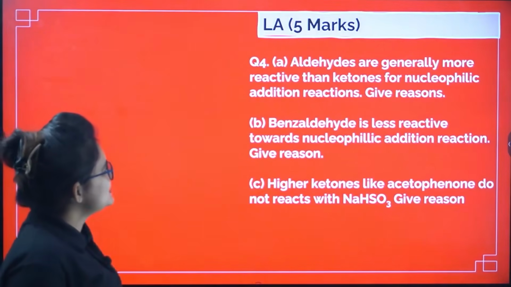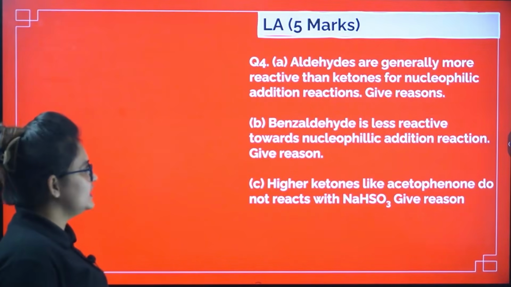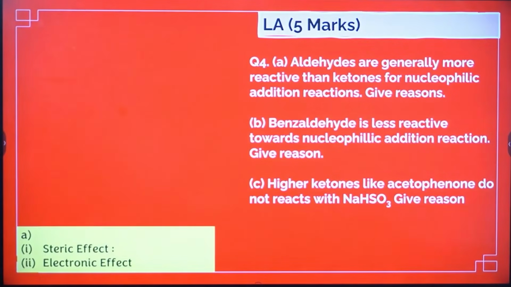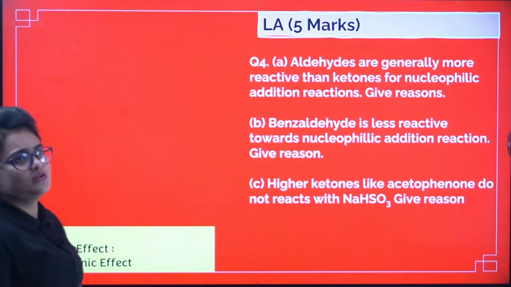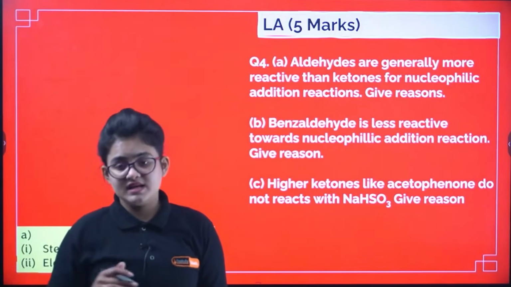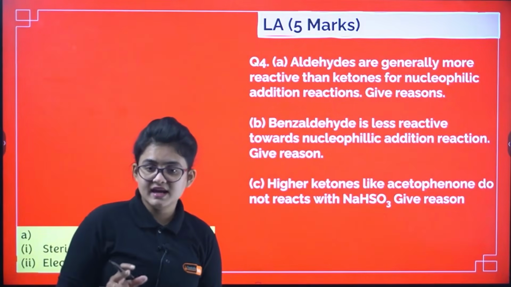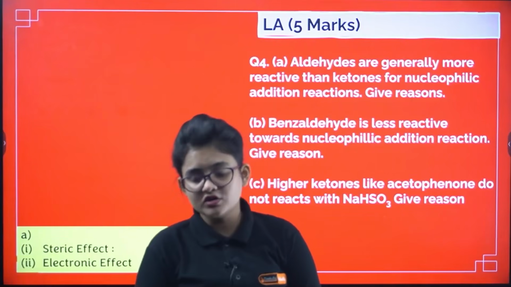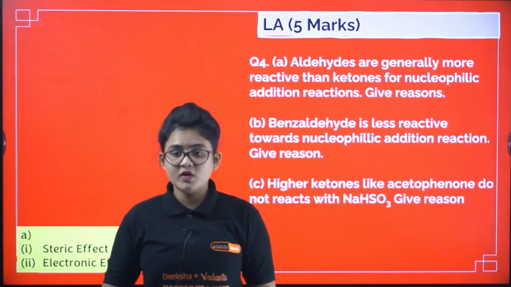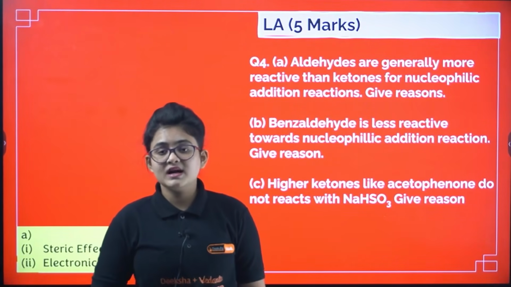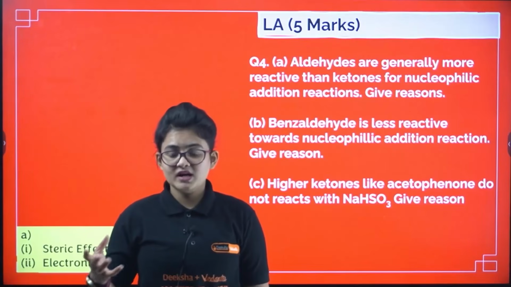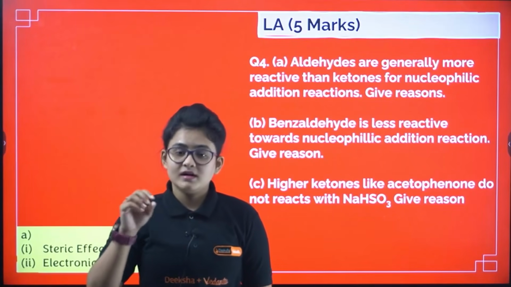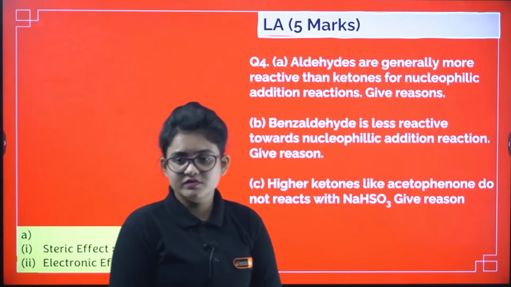Aldehydes are generally more reactive than ketones for nucleophilic reactions. The reason is basically the steric effect first. In ketones we have 2 R groups, but in aldehydes we have only 1 R group. Another reason is the electronic effect. The electronic effect from 2 alkyl groups makes the carbonyl carbon comparatively less electropositive, making the ketone less reactive than the aldehyde.